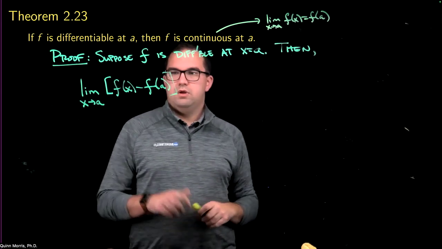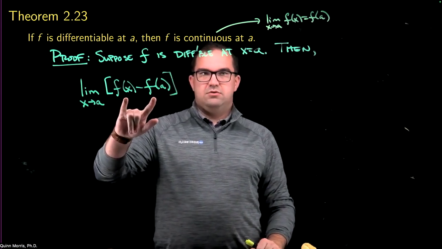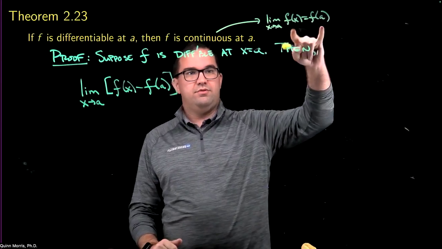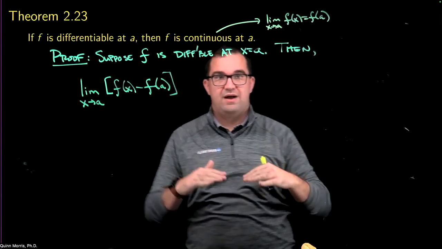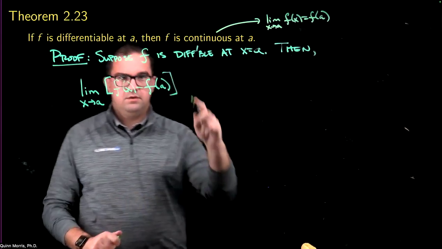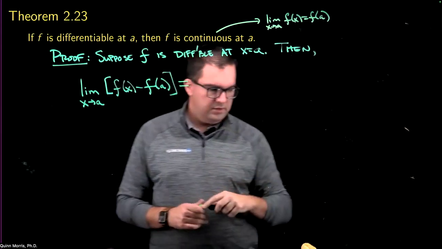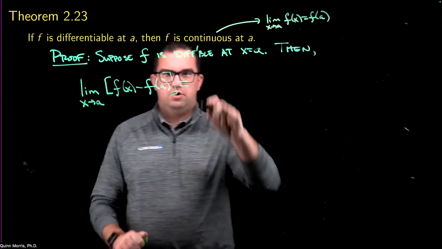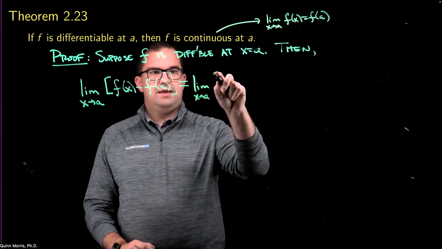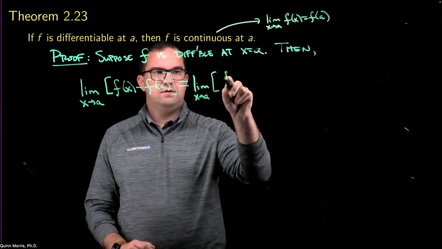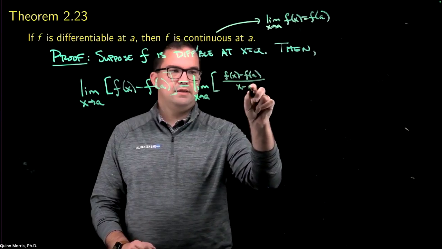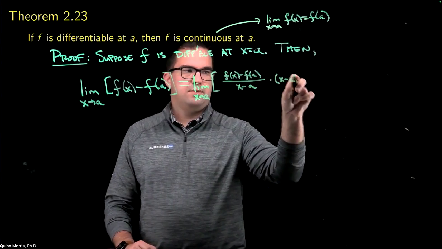Okay. So here I'm looking at the difference. What I'm going to do is show that the limit of this difference has to be 0, and therefore this limit has to hold. And we'll justify that at the end. But my goal is to show that this is actually equal to 0. All right. Let's re-express this. What I'm going to do is rewrite this as f of x minus f of a over x minus a, times x minus a.